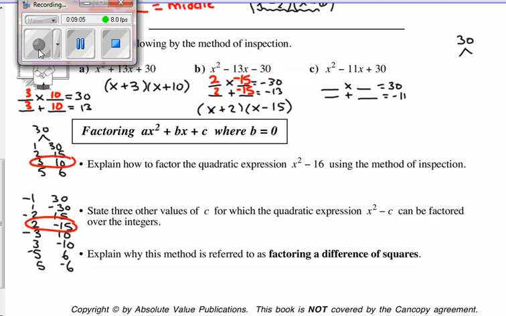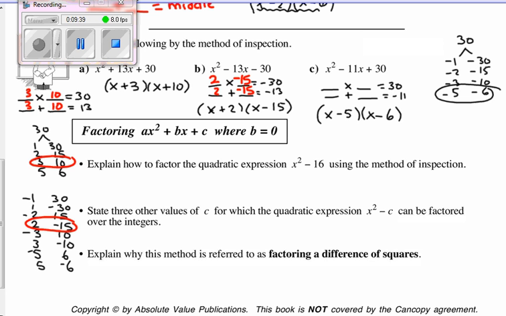Okay, so looking at our numbers, it has to be both negative. You're going to have, it could either be negative 1, negative 30, negative 2, negative 15, negative 3, negative 10, or negative 5, negative 6. Why do they have to both be negative? They multiply to a positive, but add to a negative. So which numbers? Negative 5, negative 6, so it becomes x minus 5, x minus 6. Okay, so that's review of simple trinomials.